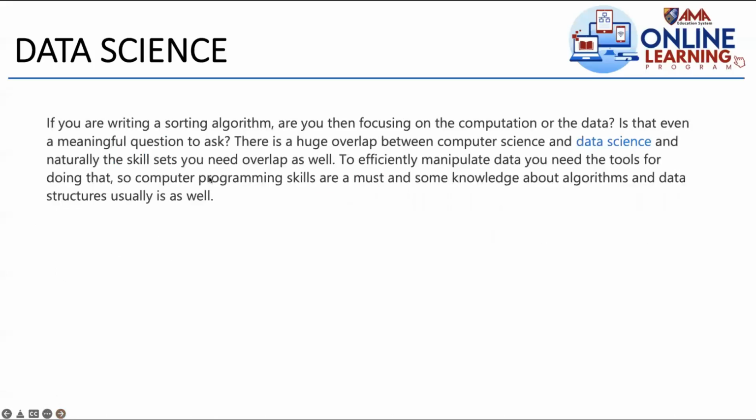Now, if you're writing a sorting algorithm, are you then focusing on the computation or the data? Is that even a meaningful question to ask? There is a huge overlap between computer science and data science, and naturally, the skill sets you need overlap as well. That's why there is a skill here, the programming language we use in data science. We use that skill mainly to help us analyze the data, not because of computation.